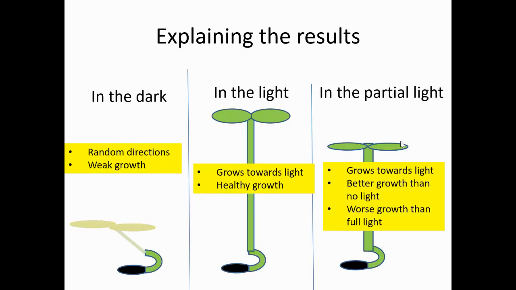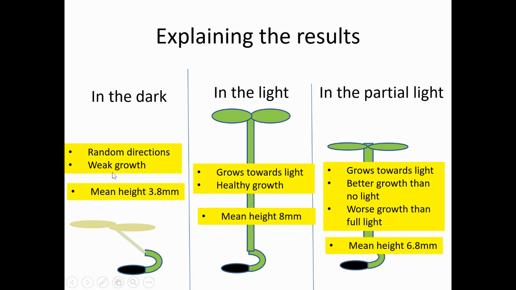Okay, why do we see what we see? It is not easy to be able to explain what is going on, but this is kind of the point of science, to take some observations and explain using the models that we understand. So, in the dark, you've got random directions, weak growth, with a mean height of 3.8. This is just data that I've collected. When we do it in the lab, we might have different ones. But notice that it is the smallest out of the three. Light is the tallest out of the three, with 8 millimeters at the end of the week. And partial light is 6.8, which is, again, in between those two.